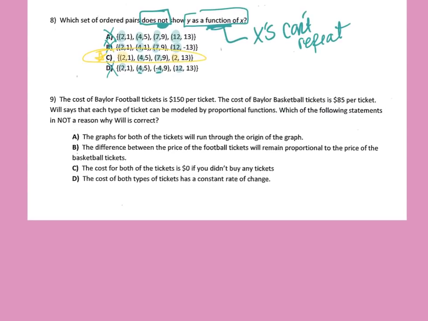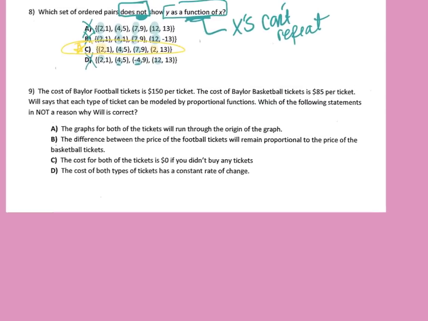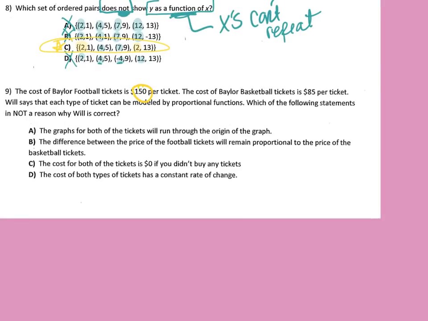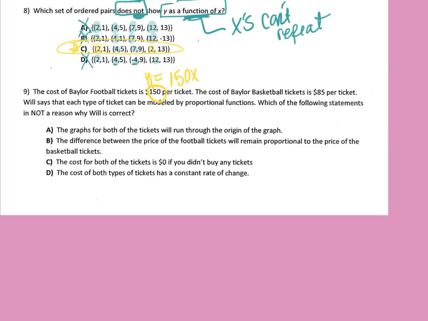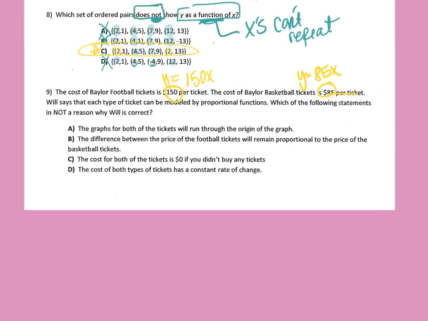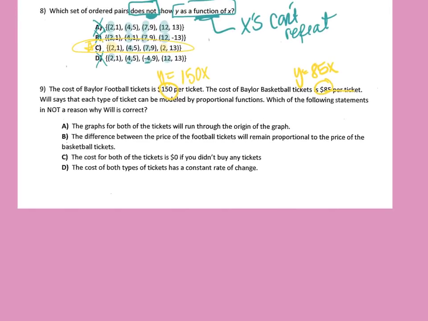Number 9, the cost of Baylor football tickets is $150 per ticket. So if we were going to write that as an equation, y equals 150x, because there's no extra fee. The cost of the Baylor basketball tickets, y equals 85x, because it's $85 per ticket. Will says that each type of ticket can be modeled by a proportional function. Which of the following statements is not a reason why Will is correct?